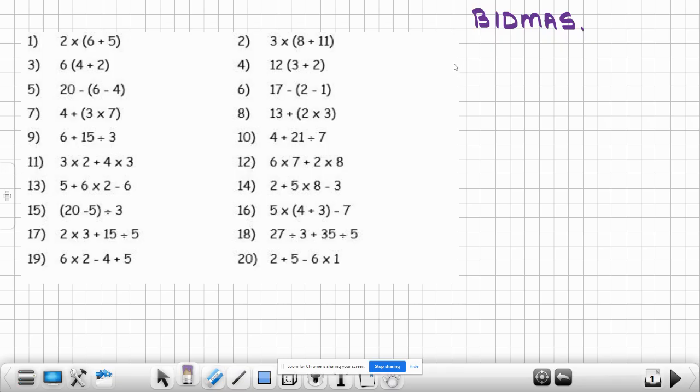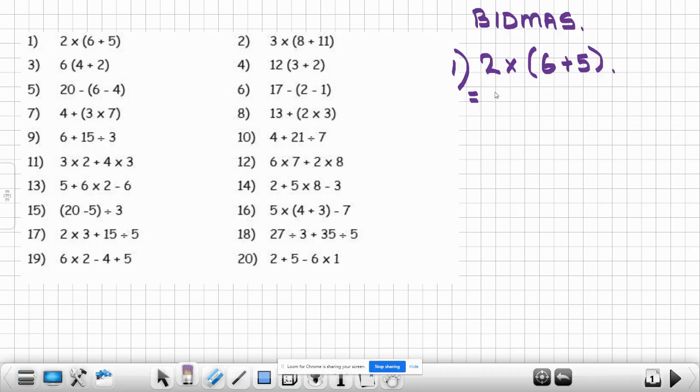So if I look at question 1, 2 times (6 plus 5), but the 6 plus 5 are in brackets, so I'm dealing with those first. I'm going to write the problem out, 2 times (6 plus 5). And as I'm working through this, I'm going to just deal with one part at a time. And this is really good practice. So you just get used to, as calculations get more complicated, you're just breaking it down step by step.